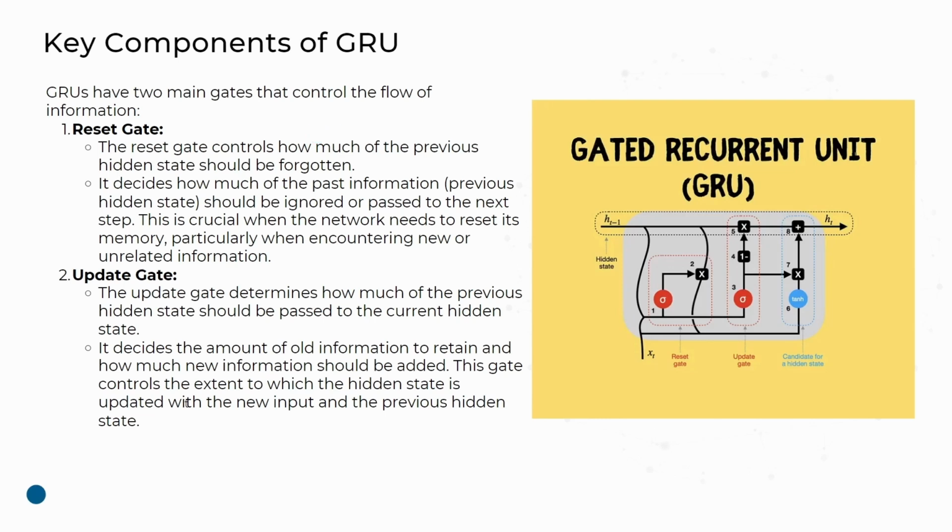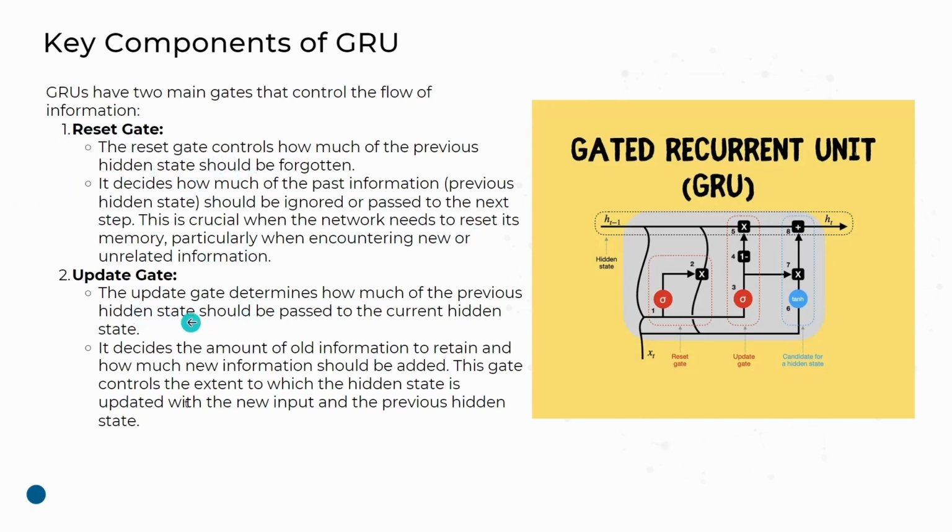In case of RNN, if you feed a long paragraph, it will process all of that and it will be difficult for it to learn. Those are the problems we are trying to resolve with the help of LSTM and GRU. So the reset gate controls how much the previous hidden state should be forgotten. It decides how much of the past information should be ignored or passed to the next step, as we were doing with the help of the forget gate. This is crucial when the network needs to reset memory, particularly when encountering new input. In LSTM we had a forget gate, and here we have a reset gate.